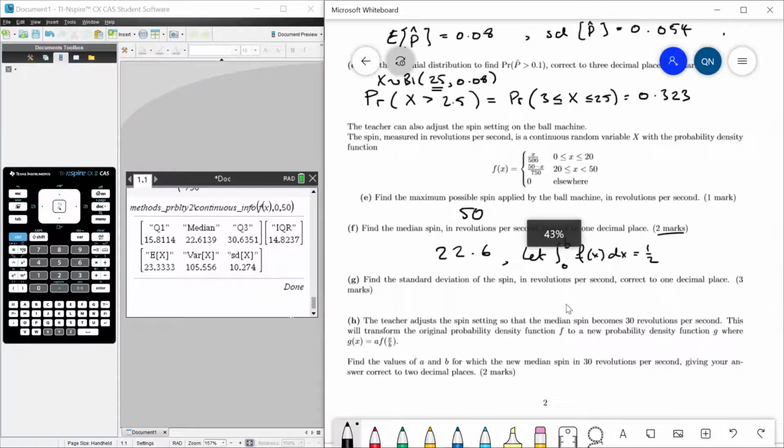Find the standard deviation of the spin, correct in one decimal place. Well, here it is right over here, 10.27. Oh, no, it's one decimal place, so that's 10.3.